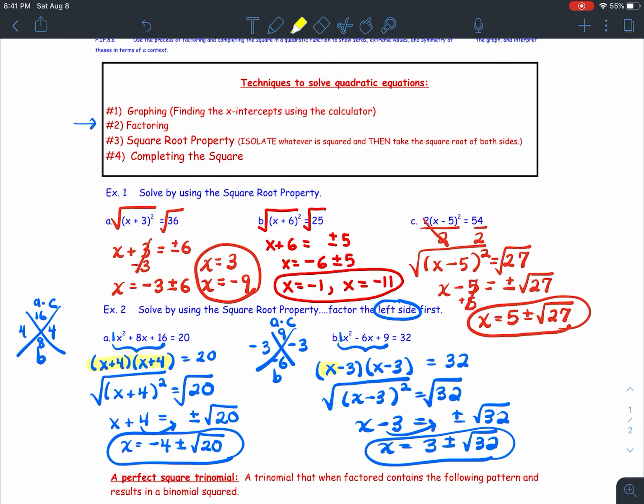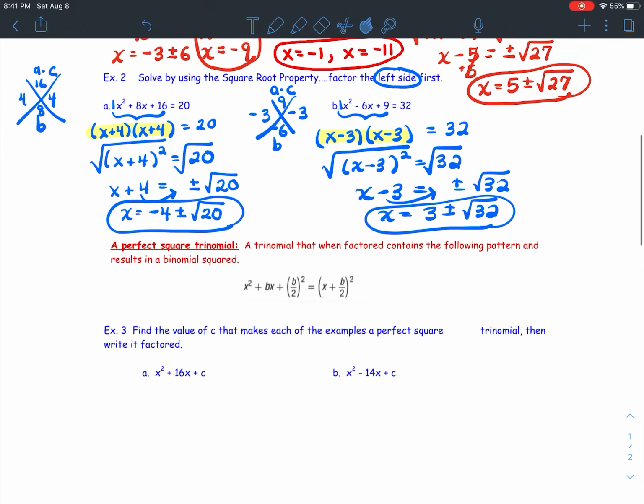Now you should have noticed something that was similar in these 2 problems, and it was this step right here, where when we factored that trinomial, it factored into a repeated factor that was a binomial squared. There is a special name for those kinds of trinomials. Those are called perfect square trinomials. Okay, a perfect square trinomial is when you factor it, it has a pattern where it has a duplicate binomial. Okay, binomial squared.